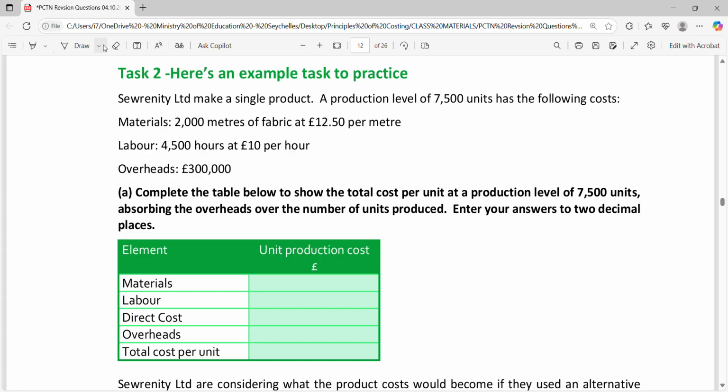They need materials, 200 meters of material, fabric, and the cost per meter is 12.5. They need to work for 4,500 hours, and the rate per hour is 10, and the total overheads is 300,000. Complete the table below to show the total cost per unit at a production level of 7,500 units, absorbing the overheads over the number of units produced. Enter your answers to 2 decimal places.